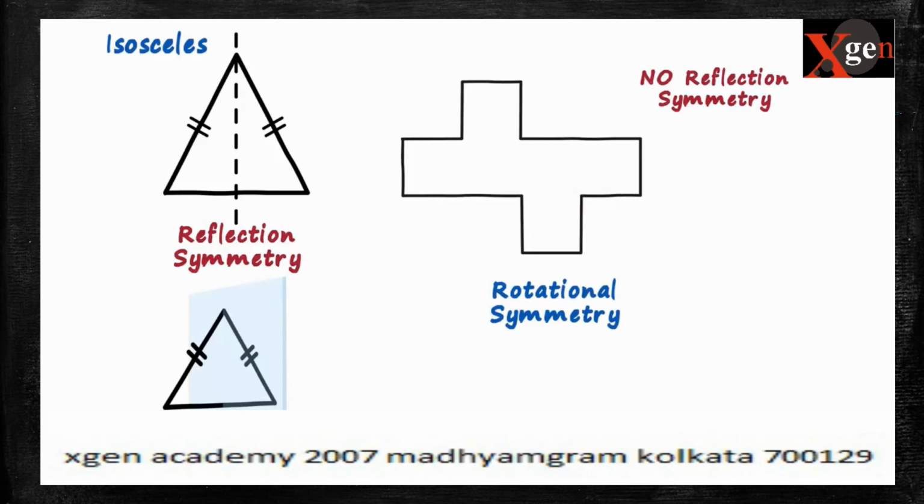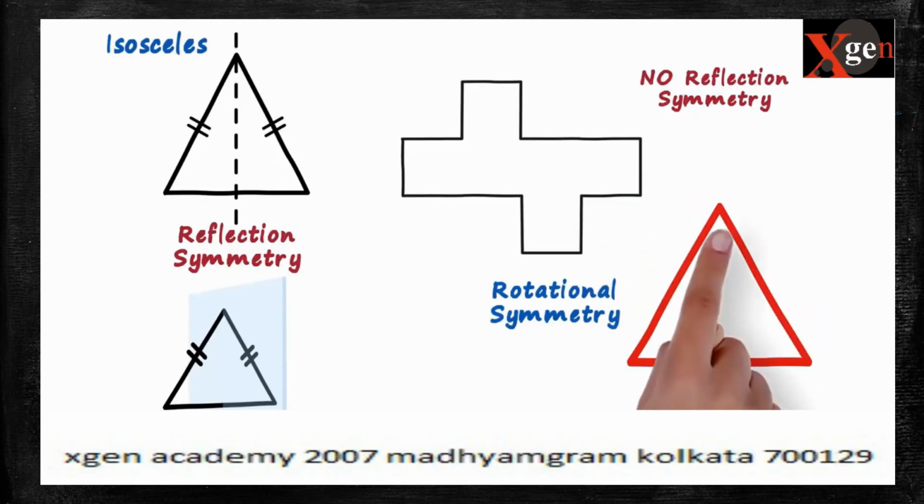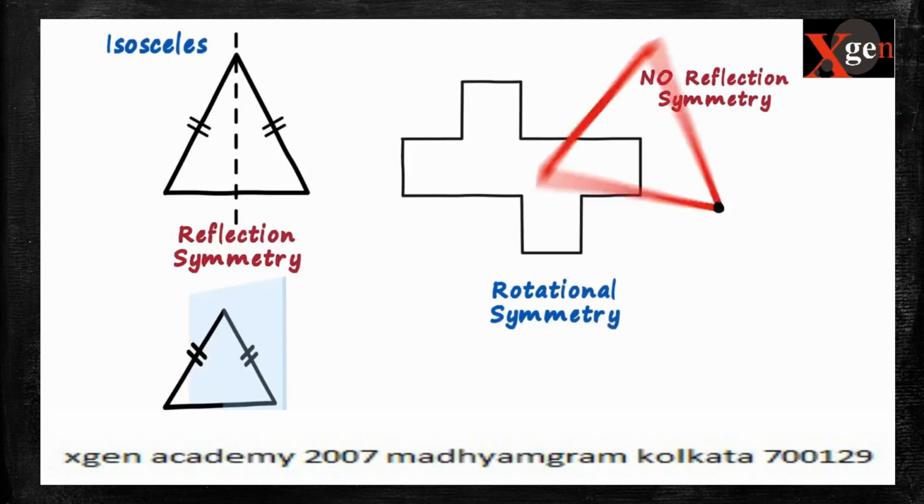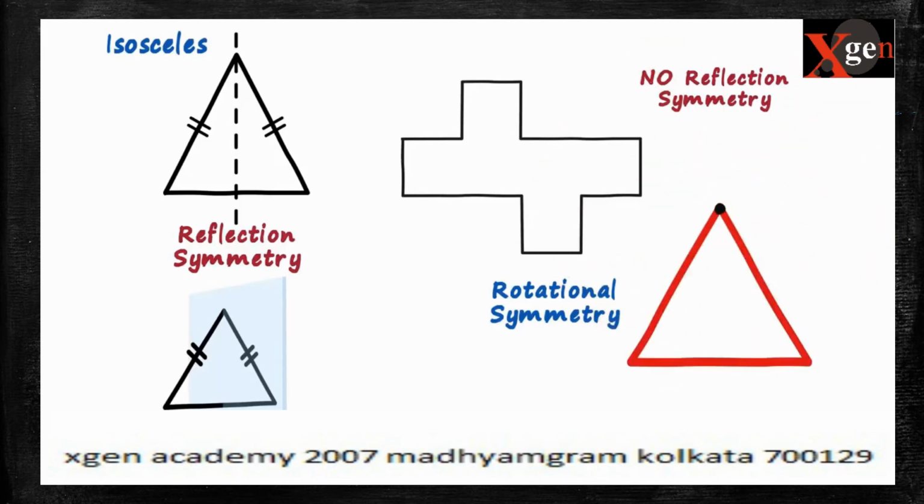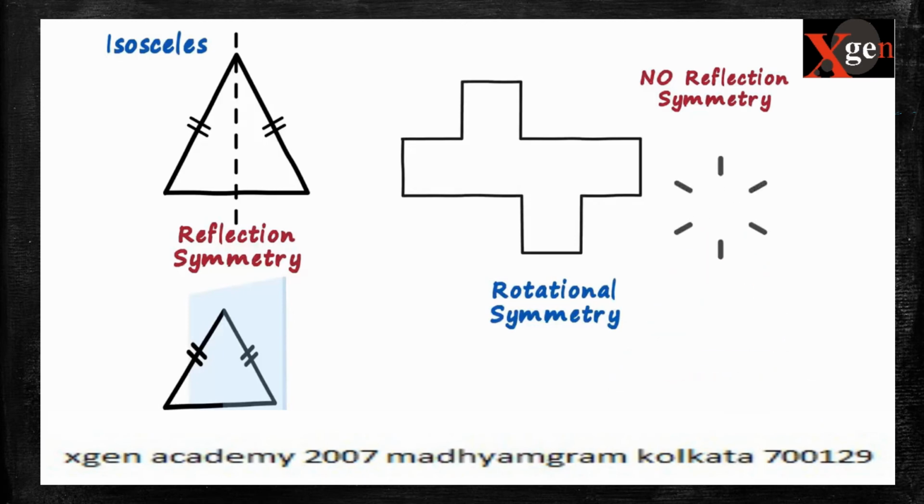Take the example of this triangle. If we rotate it about its center point, it will rotate like this. If we rotate it about this point, it will rotate like this. And if we rotate it about one of its vertices, it will rotate like this. The shape will rotate differently depending on the point around which it is rotated. Now let's come back to our figure.